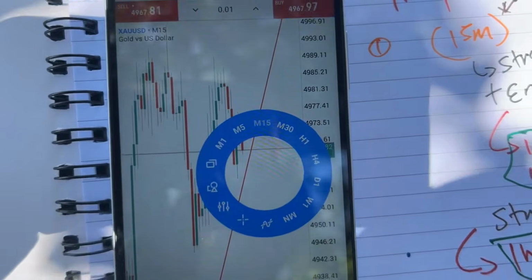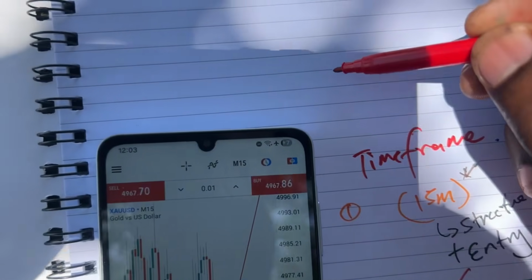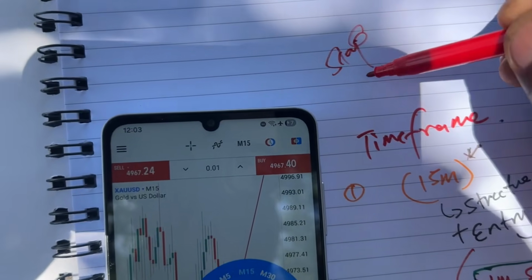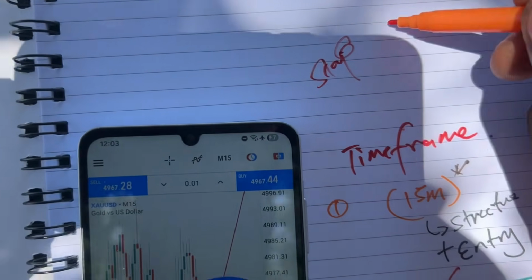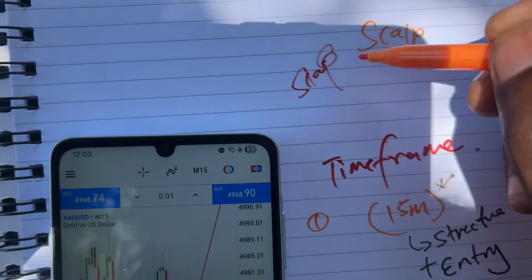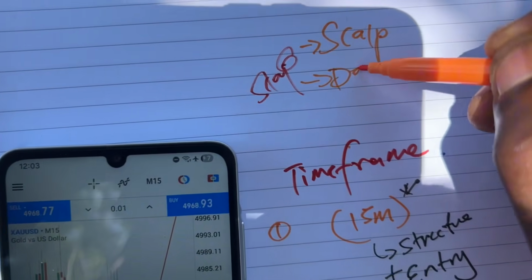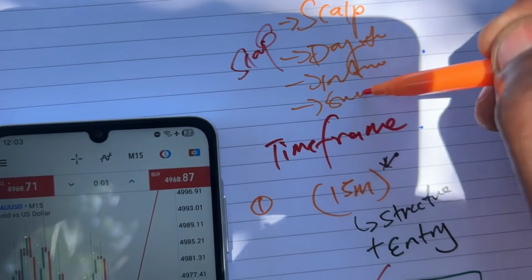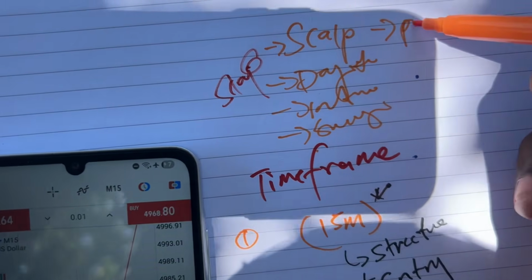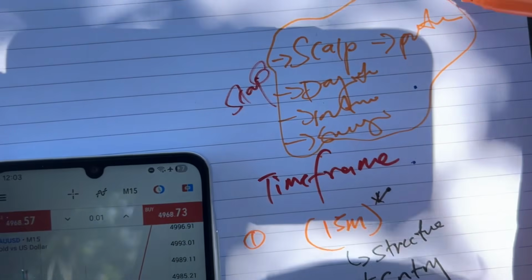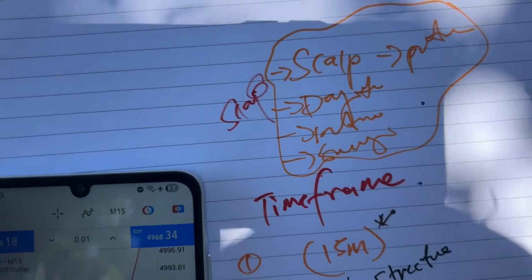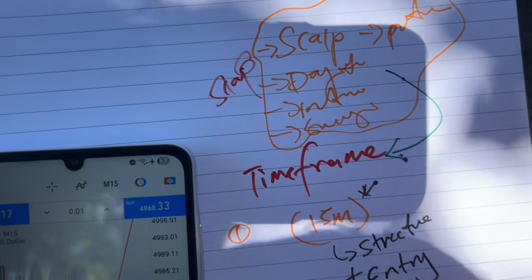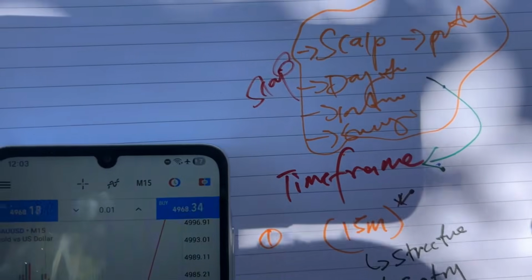Now, when we trade, you can hear terms such as scalping. There's a scalp, a scalper trader, a day trader, intraday trader, swing trader, and position trader. You hear terms like these, but these terms only refer to the time frame, how we do our analysis, like what time frame we use.